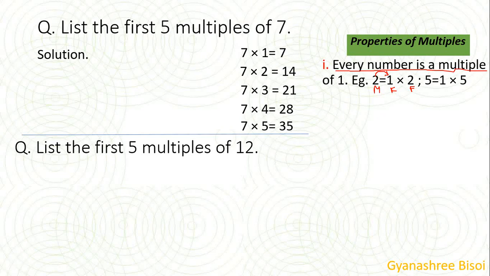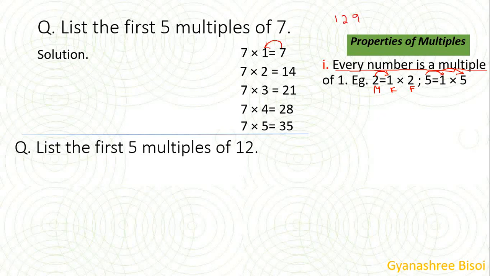Here, another example, 5 equals 1 multiplied by 5. That means 5 is a multiple of 1 as well as 5 is a multiple of 5. See, you can take any number. Here we have taken 7. 7 multiplied by 1 equals 7. That means 7 is a multiple of 1. Right? You can take any number.